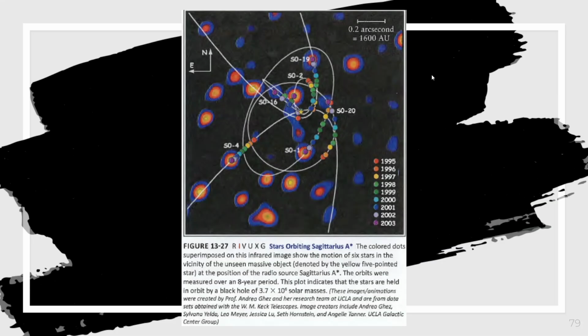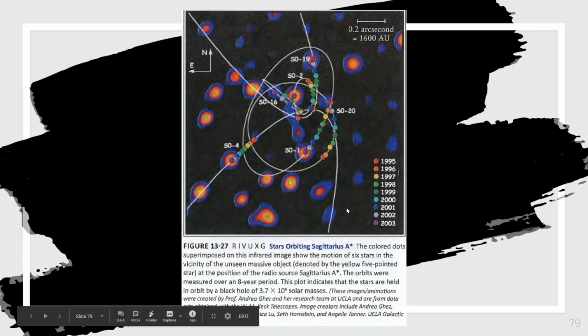Here is a little screenshot, almost, of tracking a couple of the stars near Sagittarius A star. So we see all of the red dots are where the star was in 1995, and it follows the years until 2003, which is the purple dots. So we can see how far they went based off of like this little computer image.